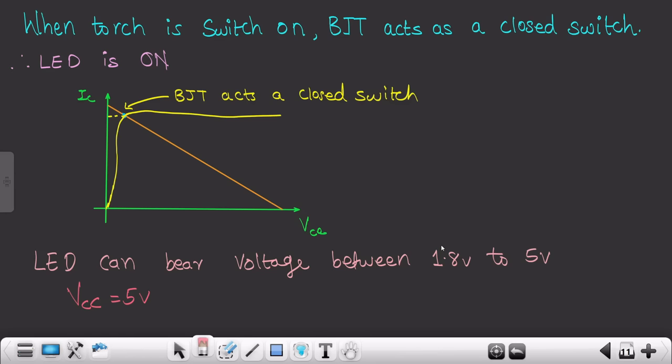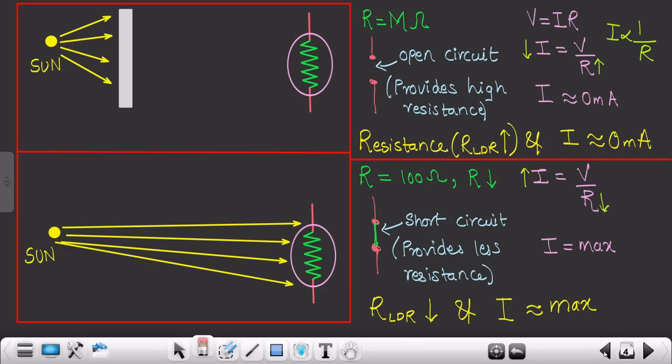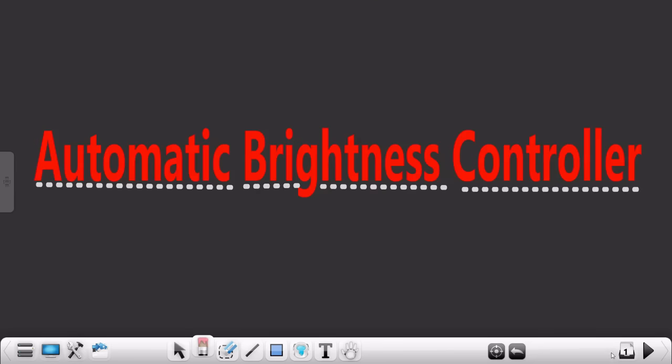If you exceed the voltage across the LED beyond 5 volts, maybe 7-8 volts, the LED is going to burn. So that's why we are taking the value of VCC as 5 volts. I hope you understood the working of this particular circuit, and each and everything that we had discussed from the starting in depth. So we'll quickly revise this particular thing.